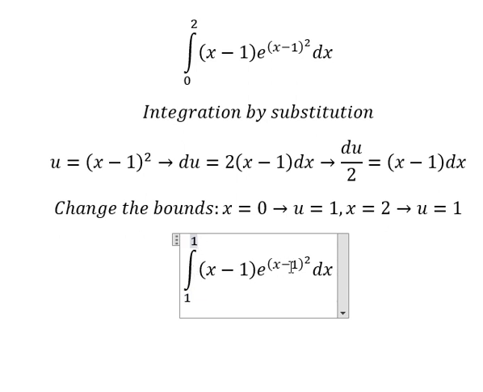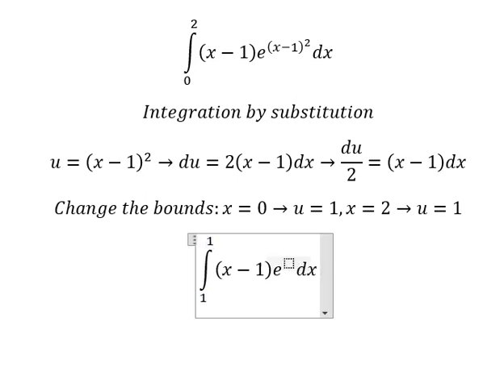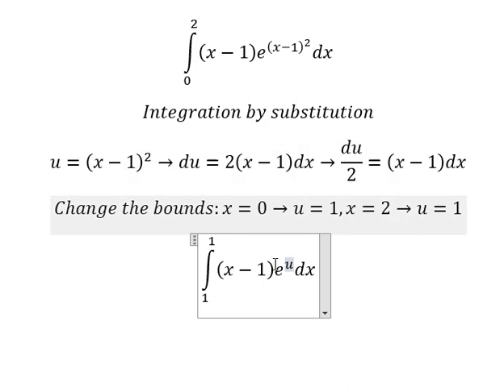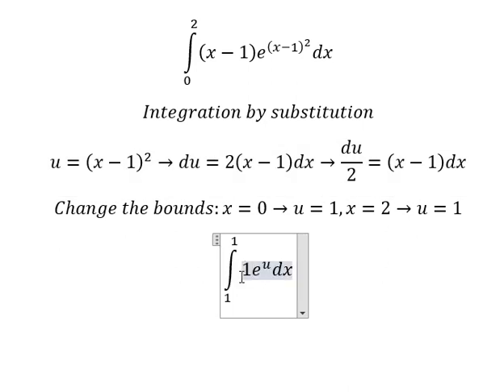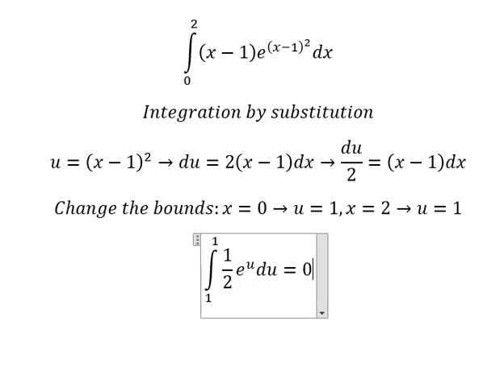So in this situation, we can see that on the bottom and on the top, we have 1 and 1. This one we change to u, and this one we change to u over 2. Because the top equals the bottom, this equals 0. And that is the final answer.